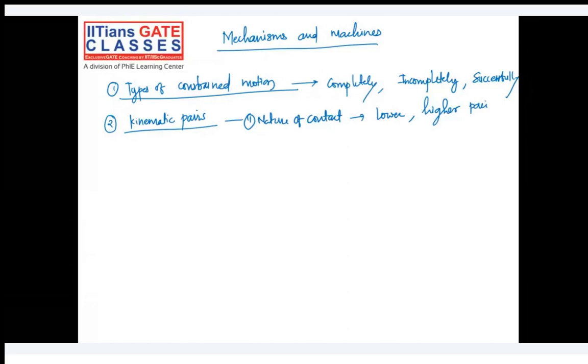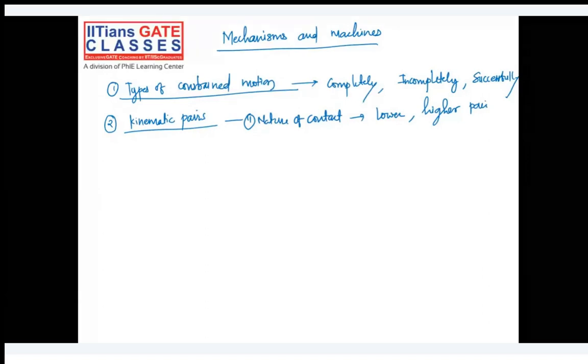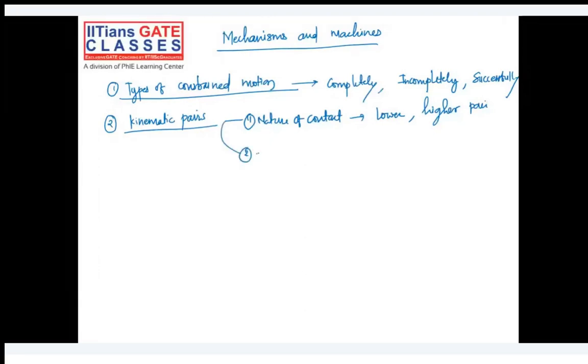So binary, ternary, and quaternary. Okay, and then we started the topic degree of freedom. Next topic was degree of freedom, and we studied the formula for degree of freedom. Okay, so first of all, we understood the concept of degrees of freedom.